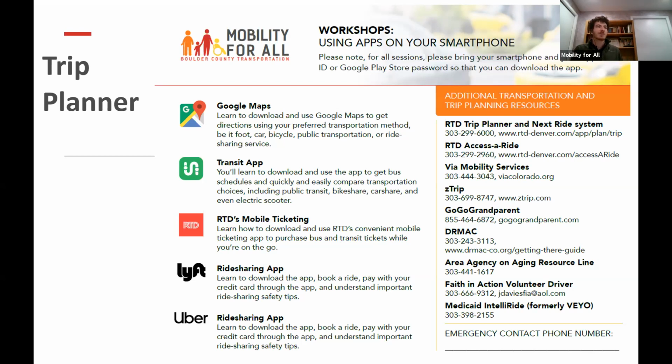There's the RTD Access-a-Ride, Via Mobility Service, which Lisa mentioned earlier, Z-Trip, which is a cab service in the area, and GoGo Grandparent, which works as a concierge service for Uber and Lyft. So if you don't have a smartphone, you can call that phone number and they can set up an Uber or Lyft ride for you. It is a little bit more expensive, but is an option. The Denver Regional Mobility and Access Council, DRMAC, publishes the Getting There Guide, which covers a bunch of different transportation options throughout the Denver metro region.